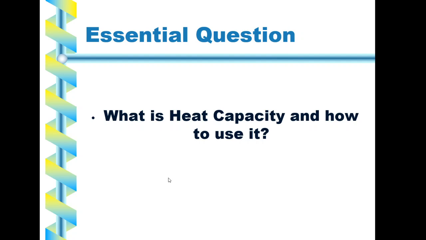Our essential question in these notes is: what is heat capacity and how do we use it? We're going to go through a couple of ways to calculate heat. We talked about in the last notes how heat is transferred and how it works in a phase change. Now we're going to talk about what happens if we're not going through a phase change, when we're just talking about certain substances.